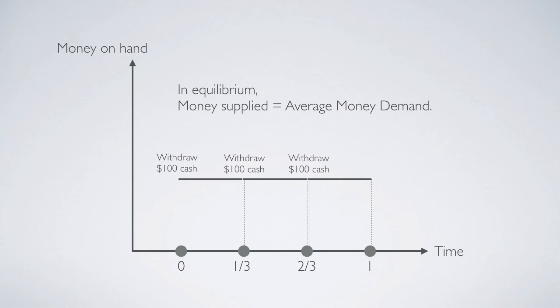Recall that in the example, we know that in equilibrium, the total money that the society supplies is simply equivalent to the average money demand of consumers. In that example, the consumer on average only has $100 on hand for the entire $300 consumption. So this is the equilibrium result. In other words, the equilibrium condition is that the money supply in the society will be equal to the average money demand of households, MD.